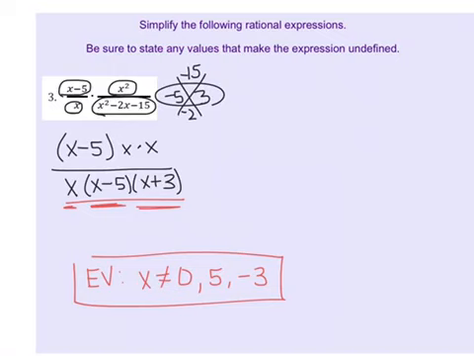So we can cross things off that are on top and on bottom, and they have to be the same. So I have an x minus 5 that can go with an x minus 5. I have an x that can go with an x. Now, I cannot cross off this x with this x because this one is an x plus 3. So it has other things attached to it. So I am done with my simplifying. My final answer would be x divided by x plus 3.